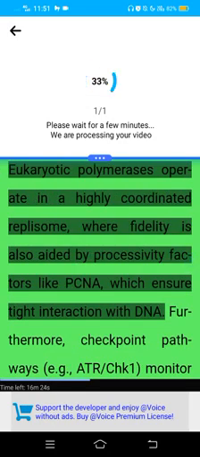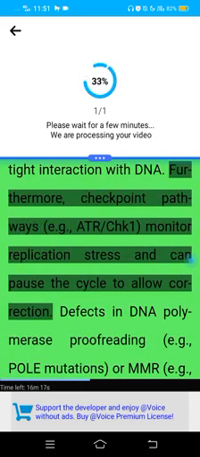Eukaryotic polymerases operate in a highly coordinated replisome, where fidelity is also aided by processivity factors like PCNA, which ensure tight interaction with DNA. Furthermore, checkpoint pathways, e.g., ATR, CHK1, monitor replication stress and can pause the cycle to allow correction.